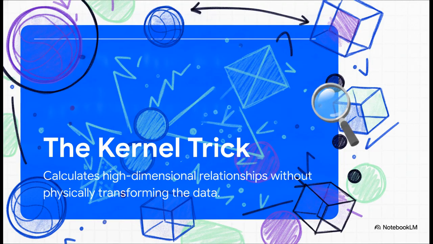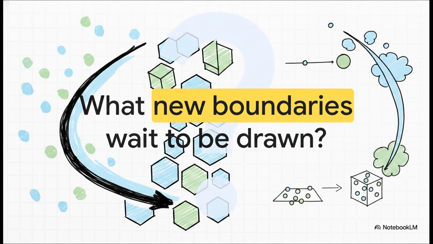And this brilliantly illustrates what data scientists affectionately call the kernel trick. You see, calculating actual infinite dimensions would instantly crash any computer. But the kernel trick mathematically calculates the complex high-dimensional relationships between data points without actually having to perform the grueling math to physically transform the data. It calculates the relationships as if the data were already in those higher dimensions, which saves massive, massive amounts of computing power.